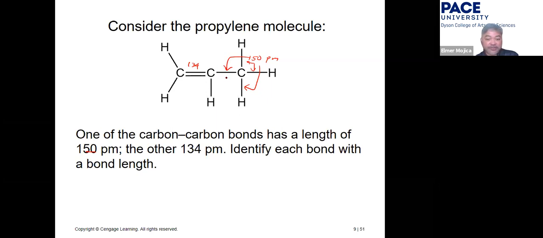It's a carbon-carbon, okay? This one is not included. It's just these two here. So this is the 150 and this is the 134.